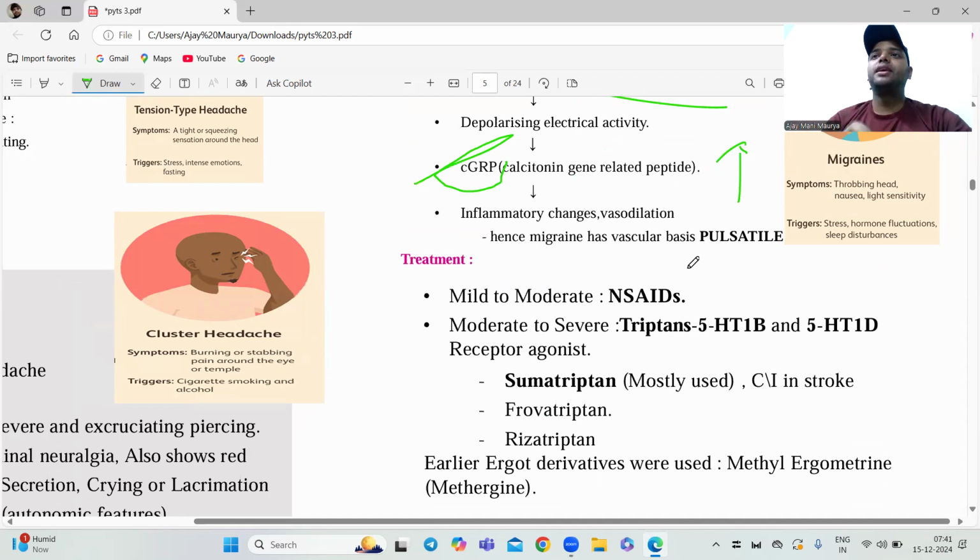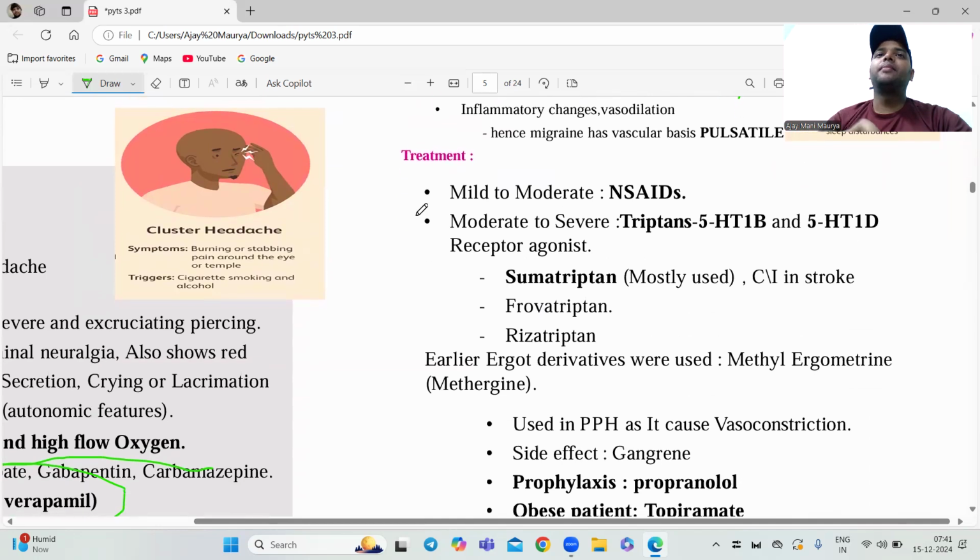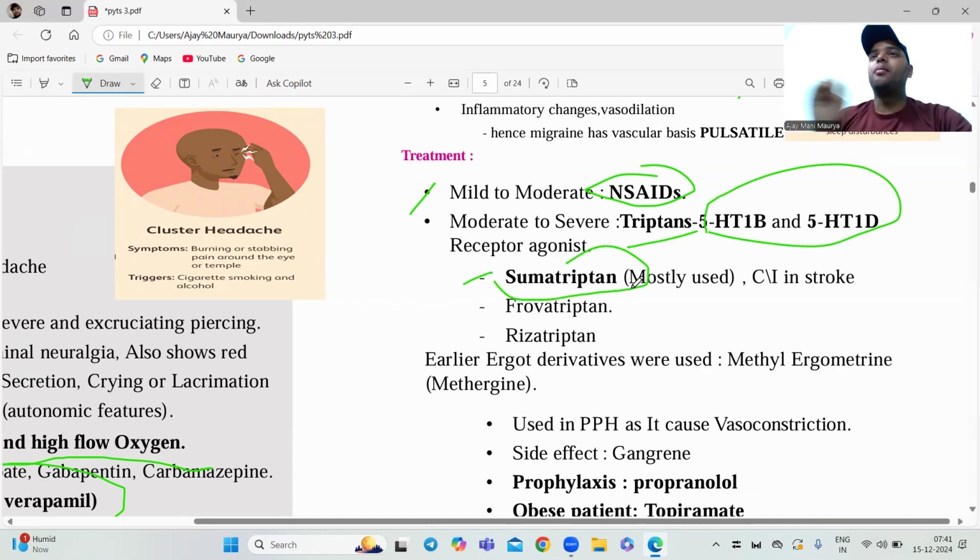Now see the treatment. For mild to moderate, you have to give NSAIDs. For moderate to severe, you have to give triptans. Triptans are 5-HT1B and 5-HT1D receptor agonists. This is also one question. Mostly we will use sumatriptan. Remember, sumatriptan is contraindicated in stroke and ischemic and rheumatic heart diseases.